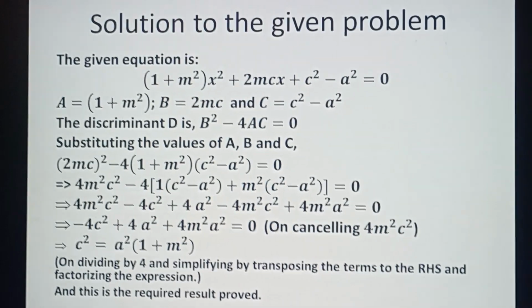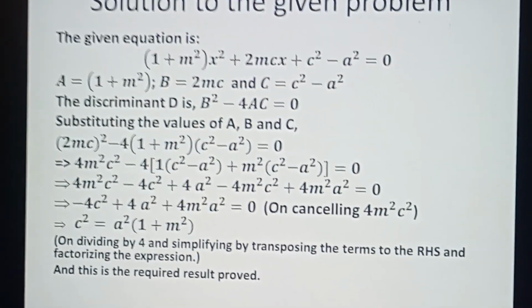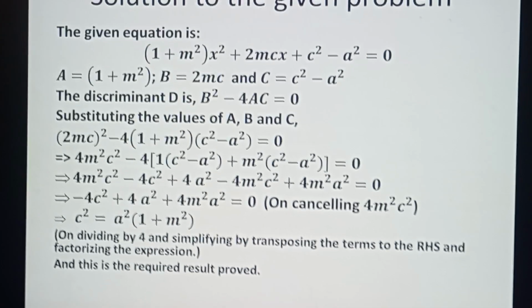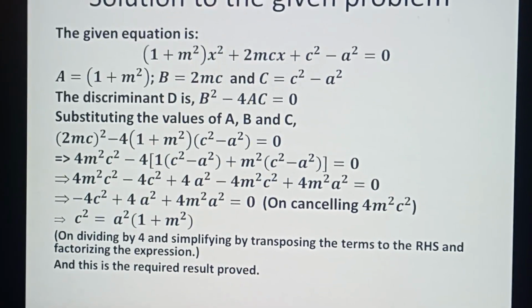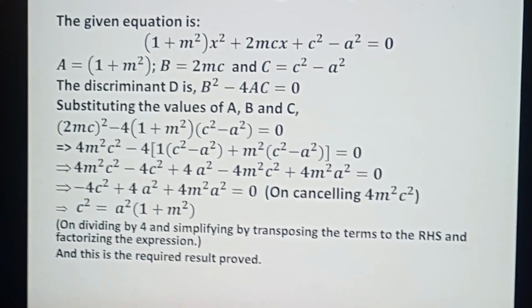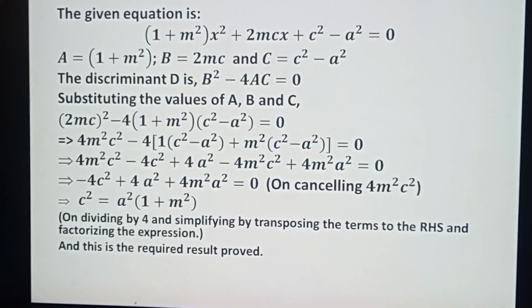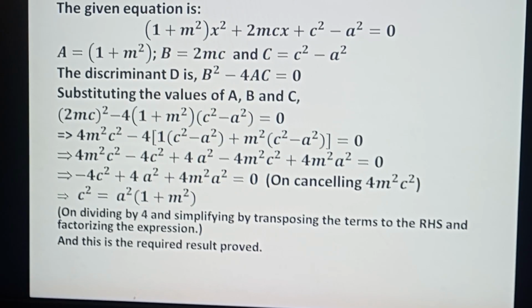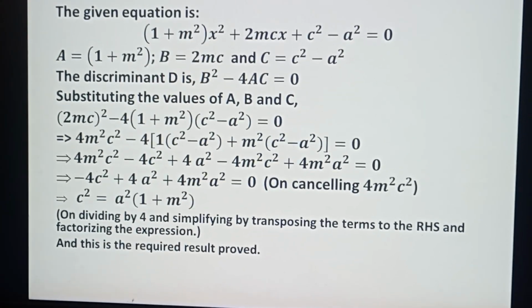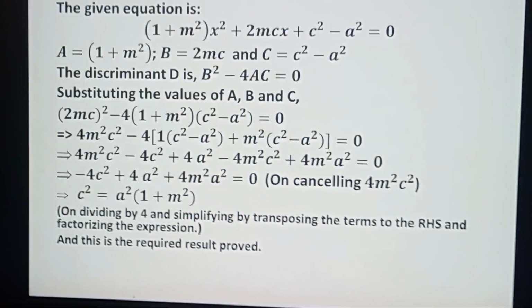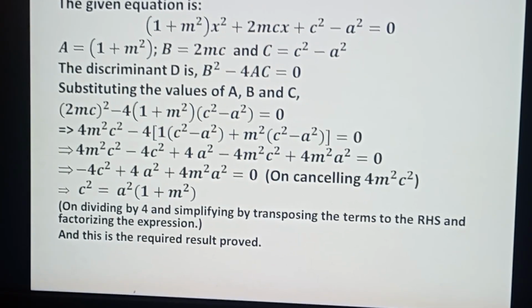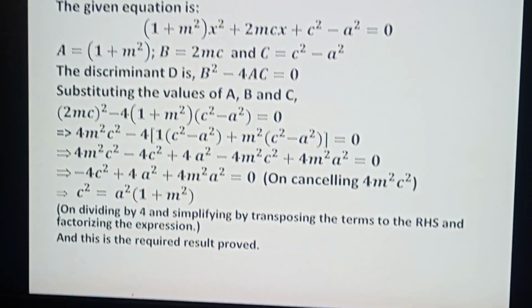Now let us focus on the question again. The given quadratic equation, we will be using this discriminant. We'll substitute these values of a, capital A, b and c in the given condition, that is the discriminant b squared minus 4ac is equal to 0.